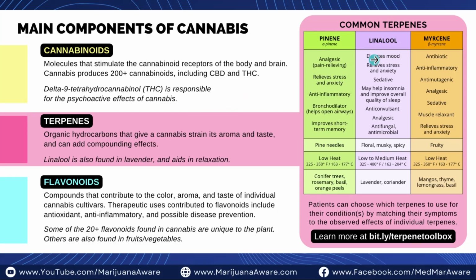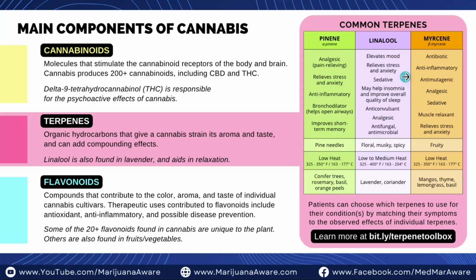Here's a couple of them very quickly. Pinene, for example, which helps with stress and anxiety. It's an analgesic, it's a bronchial dilator, and it helps with short-term memory. Linalool, which is great for elevating your mood, again, stress and anxiety. Great as a sedative, to relax you and also help you fall asleep. And also it's an antifungal and also an analgesic. Myrcene, which is very common and found in almost every cannabis plant that's out there, is very good for, again, anti-inflammatory, antibiotic. It's also a sedative and a muscle relaxant.